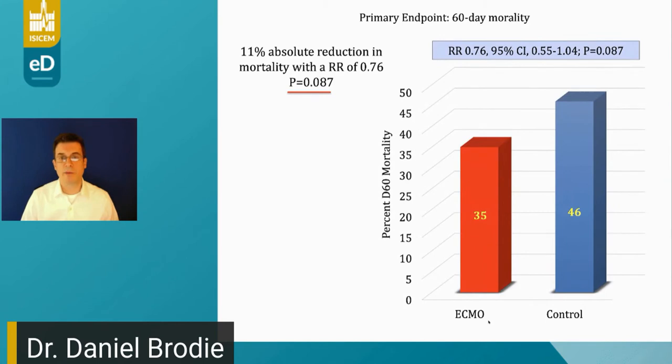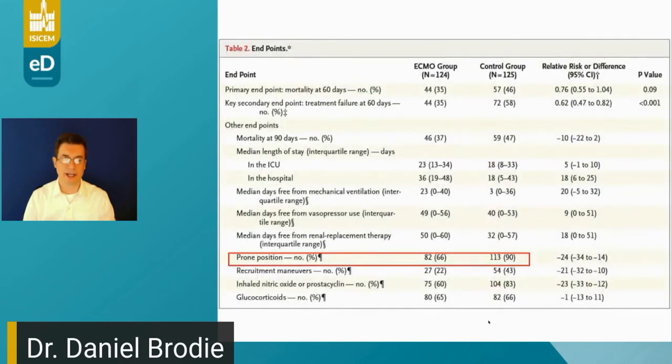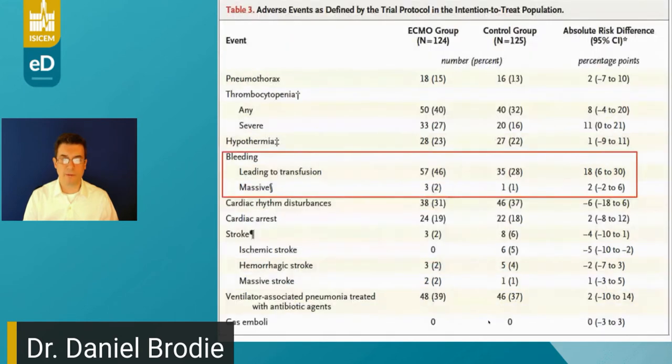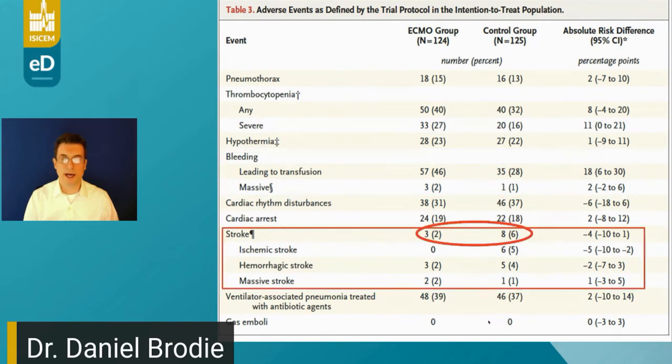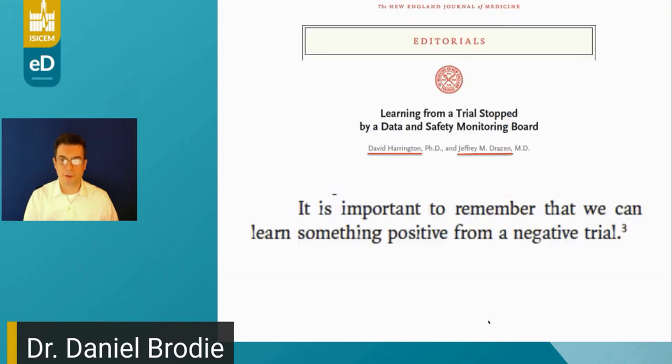So this is the primary endpoint of 60-day mortality, where you can see an 11% reduction in the mortality. That's an absolute reduction, and yet the p-value was 0.087, and so it was not significant. A few things of note: prone positioning was performed over the course of the trial in 90% of the control group, and ultimately in 66% of those in the ECMO group. Bleeding was, not surprisingly, more common in the ECMO group, but stroke was not. With small numbers in both groups, there were actually fewer strokes, both ischemic and hemorrhagic, in the ECMO group.